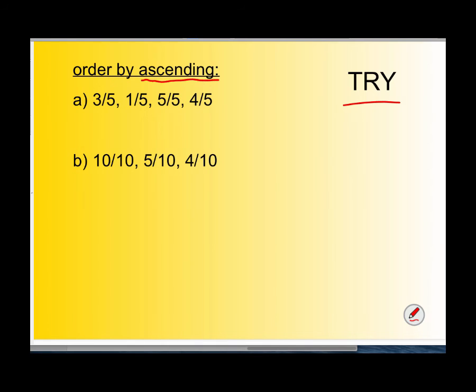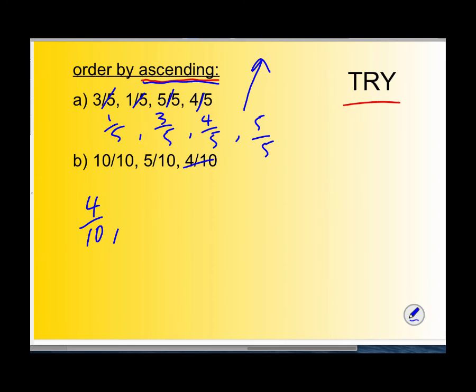Okay, I hope you paused me, and I hope you've done them both. If you haven't done them both, then do them now. But you should have started off down the bottom because you're going up. Ascending means you're going up the mountain. So 1/5 to 3/5 to 4/5 and then to 5/5. Down here you should have started off at the bottom, which would have been 4 tenths. There's your lowest fraction. Cross that off to 5 tenths. Cross that off. Then to 10 tenths. Okay, I'm going to want to see this in your book. You're going to have to come and show it to me.